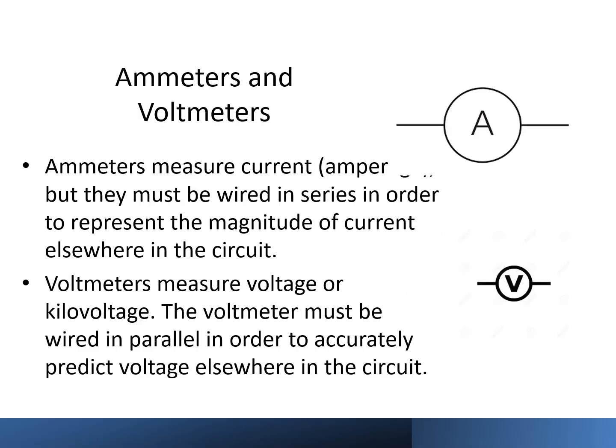Meters. Amperage, we overlapped a little bit. Amperage is what's in parentheses there. Ammeters will measure current or amperage, but they must be wired in series in order to represent the magnitude of current elsewhere in the circuit. The reason for that is amperage is constant in series. And so if you want to measure the current across the X-ray tube, you can't do that inside the X-ray tube, but you can do it right next to, either right just before the X-ray tube or just after the X-ray tube.